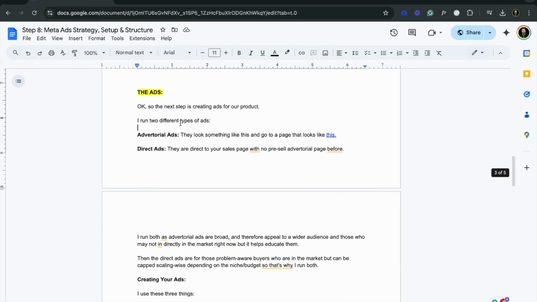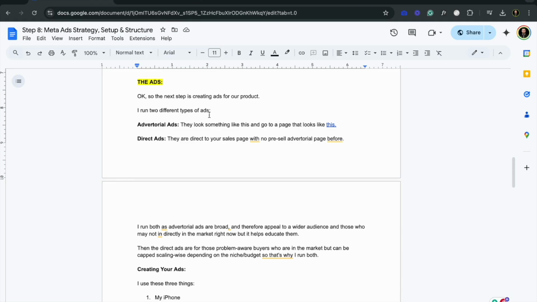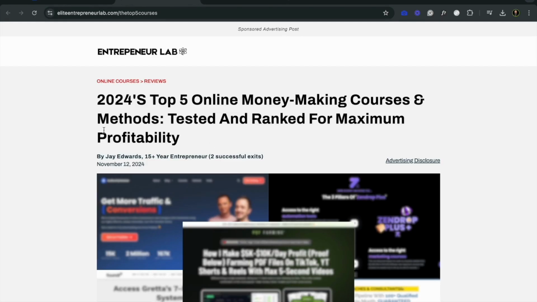Okay, so let's now talk about the ads, how we create them and what they look like. I run two different types of ads for my PDFs and digital products. One is advertorial ads and two is direct ads. Advertorial ads look something like this. This is widely popular in e-commerce.